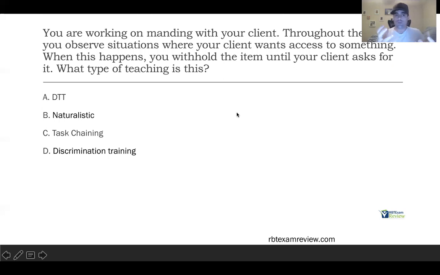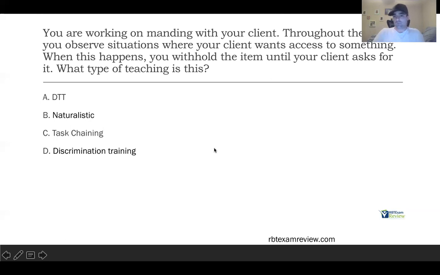So if you're not contriving situations, if you're not sitting at the table doing trials and you're out in the natural environment waiting for situations to teach, what is that considered? Is it DTT? Well, no, because DTT is what we just talked about. You're contriving it. There's trials, rapid reinforcement, rapid trials, a clear beginning and an end. In this case, you're just walking around with the client very naturally and just waiting for situations. So is it naturalistic? Yes, this is NET, natural environment training.